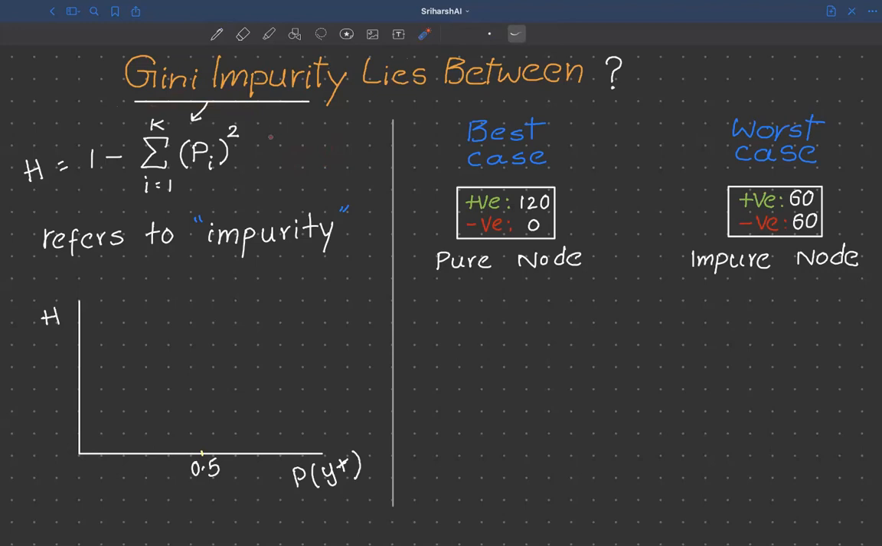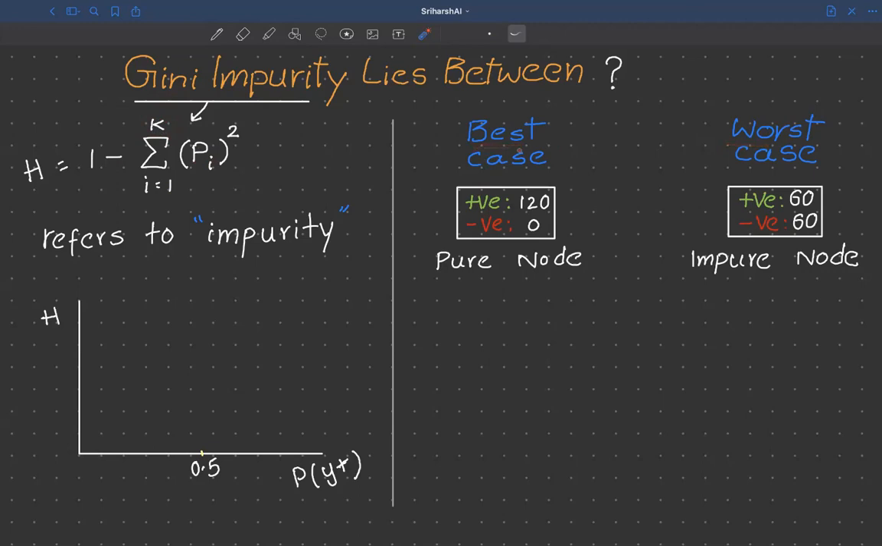Gini impurity is defined as 1 minus sigma, ranging from i equal to 1 to k, of probability of i whole square. Here also, k refers to the number of classes in the classification setting. So in order to define the range of values for the Gini impurity, let's again consider two different cases: one best case scenario and one worst case scenario.